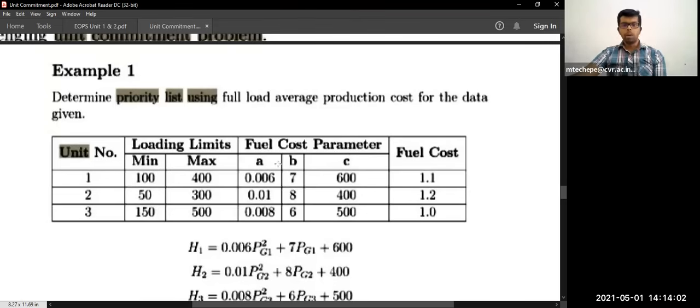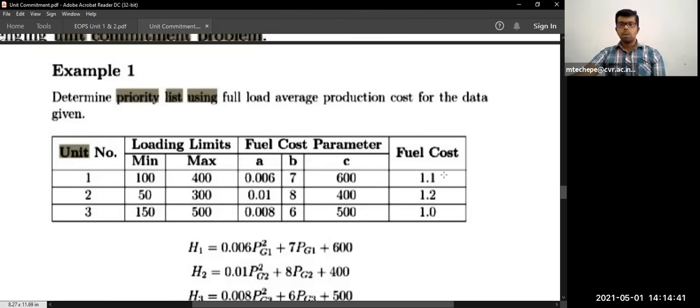So minimum and maximum loading is given. For generating unit 1, the minimum and maximum is 100 megawatt to 400 megawatt. Then generating unit 2, 50 megawatt to 300 megawatt. Unit 3, 150 megawatt to a maximum of 500 megawatt. So the fuel cost function is given: A1 is 0.006, B1 is 7, C1 is 600. A2 is 0.01, B2 is 8, C2 is 400. A3 is 0.008, B3 is 6, then C3 is 500.